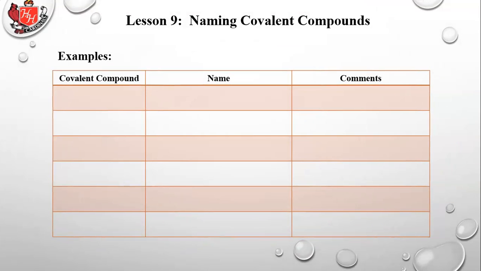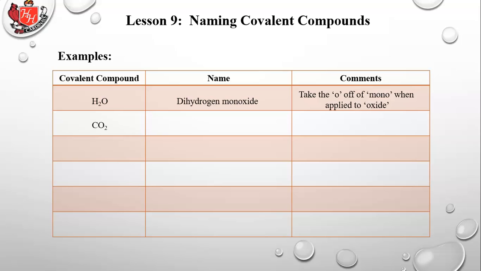So let's look at some examples. H2O is dihydrogen because there's 2 hydrogens, monoxide. Take off the O on mono when applied to oxide, so it's not monooxide, it's monoxide. Again, it's virtually never called this, but this is the technical official name for water. CO2, carbon dioxide, because there's 2 oxygens. Not monocarbon dioxide. You don't put mono on the front of the name of the first element.